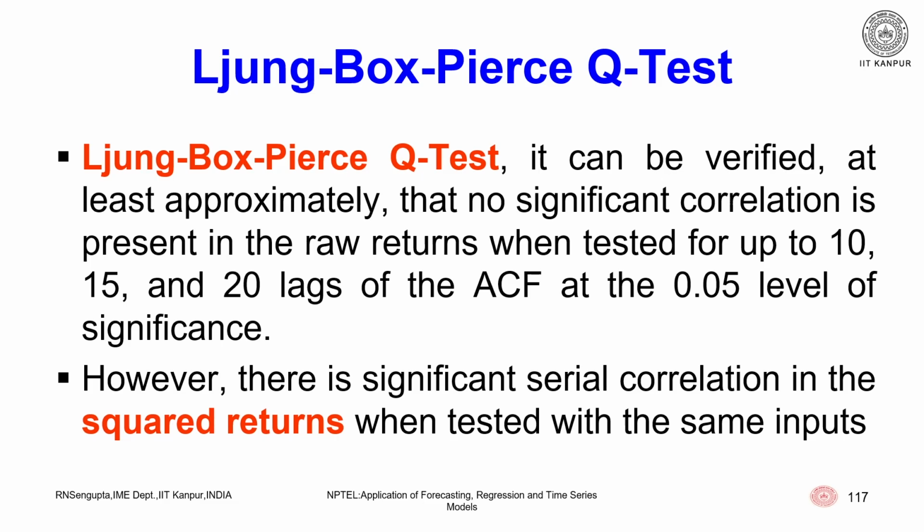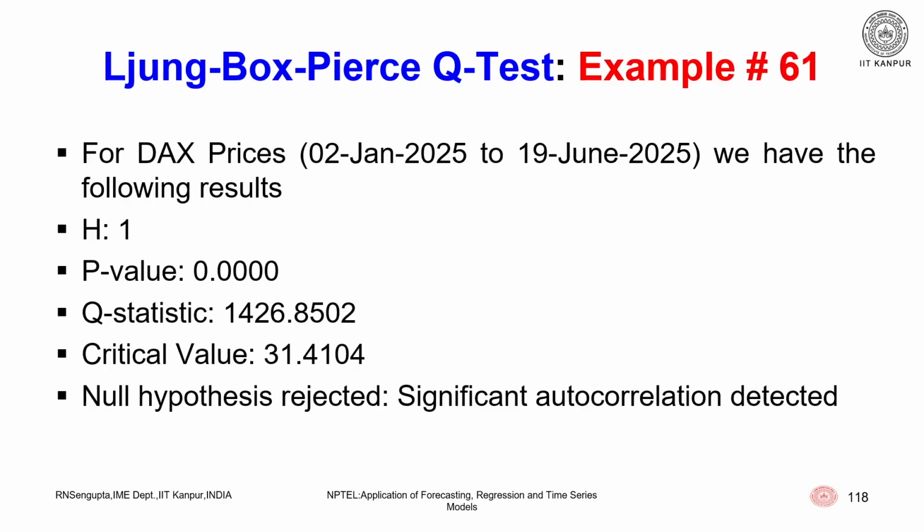Ljung-Box-Pierce Q-Test. It can be verified, at least approximately, that no significant correlation is present for the raw returns when tested, for example, for lags of 10, 15, 20 and so on, at a 0.05 level of significance. However, there is significant serial correlation in the squared returns when tested with the same inputs, and we will check that.